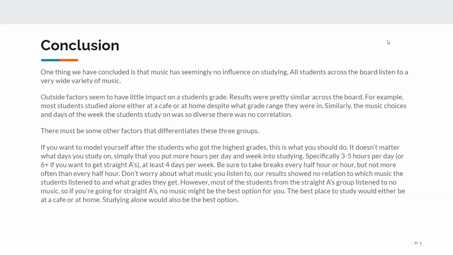Okay, so what we found is that, so I told you what we were looking for. We were looking to see how outside factors affected studying. And what we found is that those outside factors don't have a lot of impact on the students. We're also trying to tell students that these students got good grades because of these outside factors, so you can model yourself after those students. Actually, it's written right here in my conclusion.